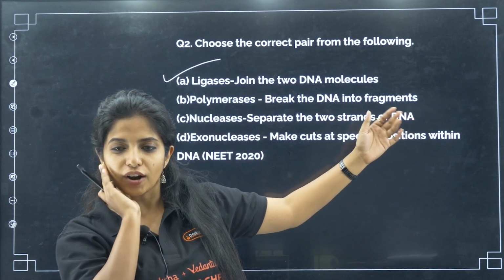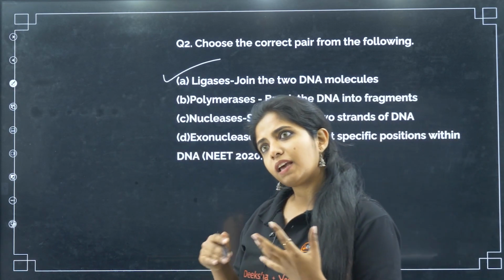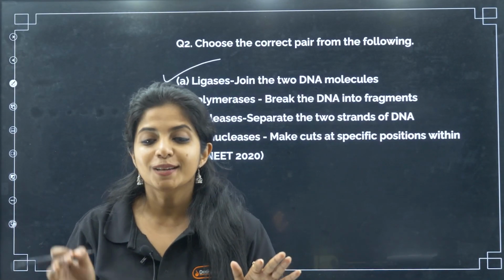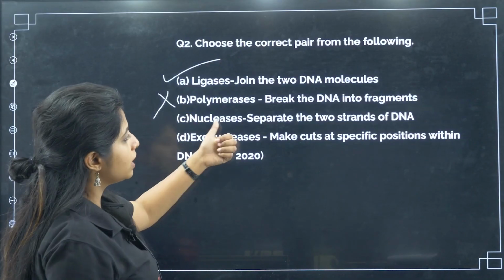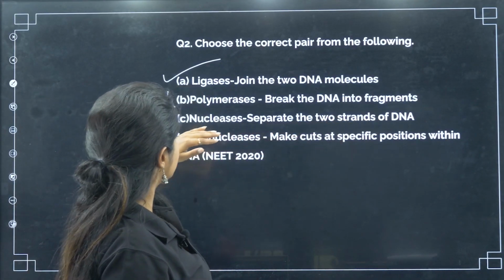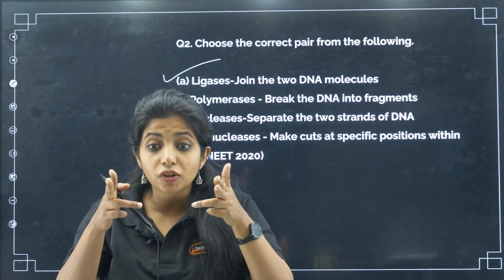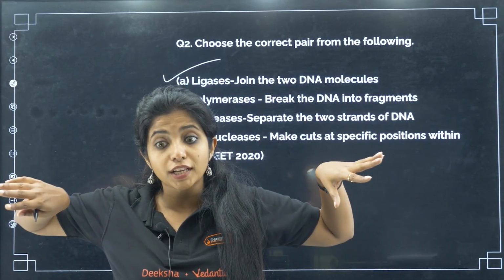That's something very odd. According to what I have learned, ma'am, DNA polymerase, RNA polymerase, everyone is responsible for making something, not breaking up, okay? So polymerases are not for breaking. This would be a very wrong statement. Nucleases separate the 2 strands of DNA. Again, nucleases, my dear children, are something that would be cutting the nucleic acid, for example, DNA or RNA. It's not something that would be separating the 2 strands of DNA.